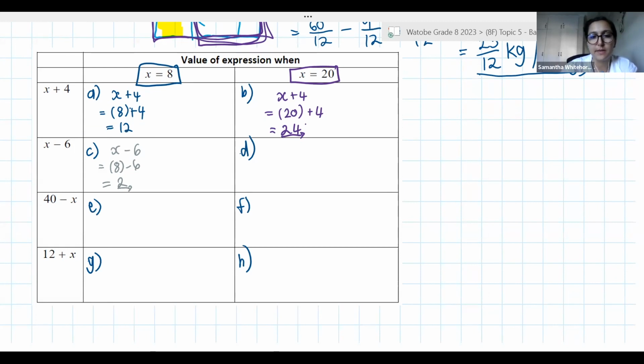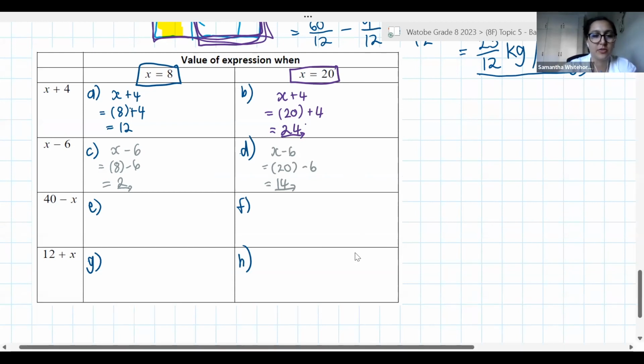Okay, D. Yes, ma'am, X minus 6 is equal to 20 in brackets minus 6, is equal to 14. Perfect. So again, we're substituting 20 in place of X. 20 minus 6 is exactly 14. Very nicely done. Thank you.